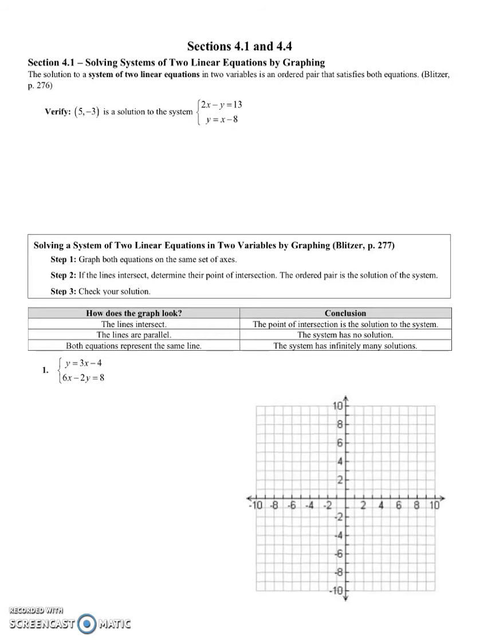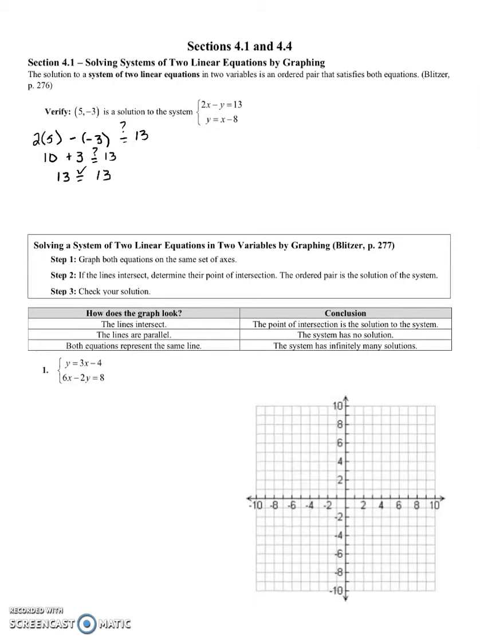And of course, we've done this before, but now we have to do it with two equations. So let's take the first equation and plug 5 in for x and -3 in for y. So we get 2 times 5 minus a negative 3. And we need to know if that equals 13. So 2 times 5 is 10. Subtracting a negative 3 is adding 3. And 10 plus 3 is 13.